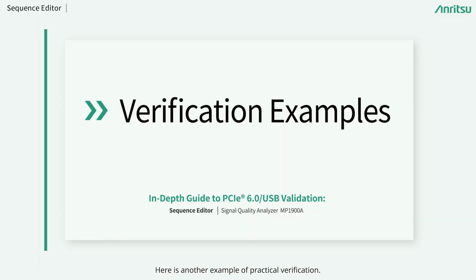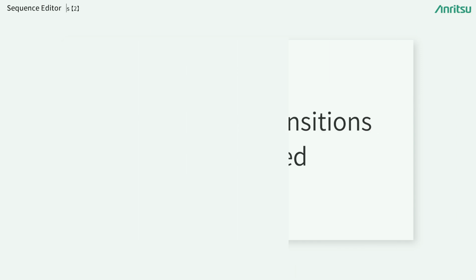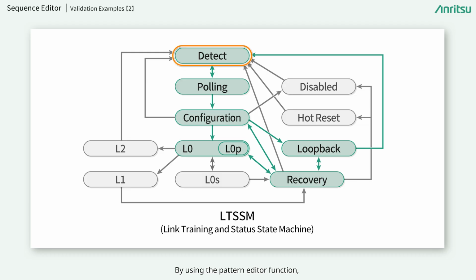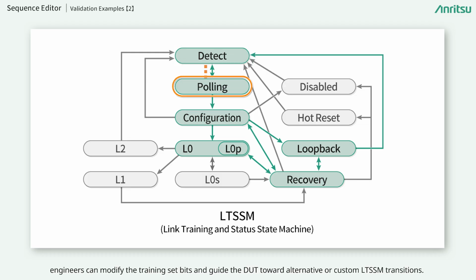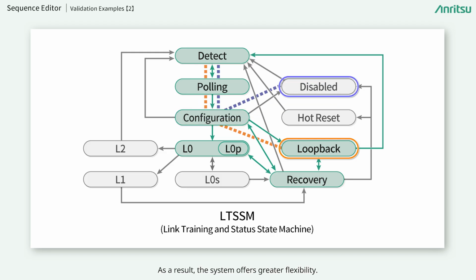Here is another example of practical verification. By using the pattern editor function, engineers can modify the training set bits and guide the DUT toward alternative or custom LTSSM transitions. This allows engineers to modify the transition instructions from BERT as needed, and not be limited to loopback. As a result, the system offers greater flexibility.